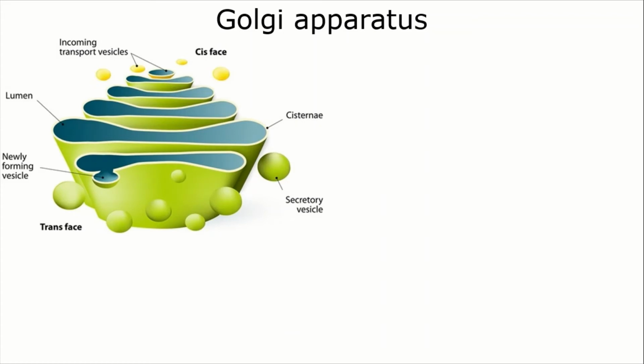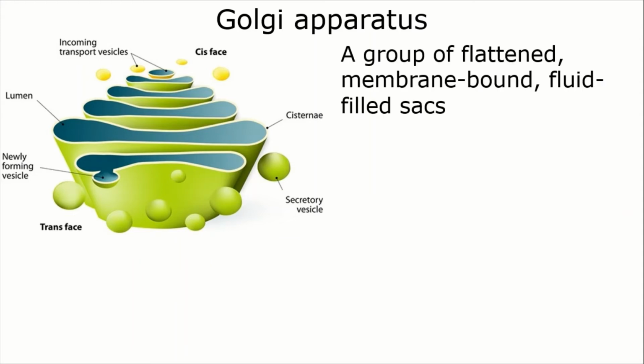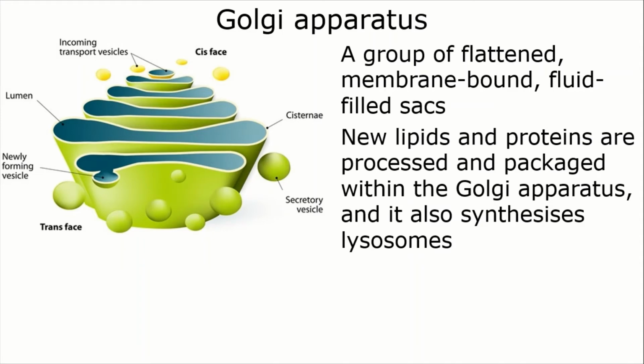You can see this odd green looking structure on the screen. It almost looks a bit like a pyramid. And the Golgi apparatus is a group of flattened, membrane-bound, fluid-filled sacs. New lipids and proteins are processed and packaged within the Golgi apparatus, and it sometimes can synthesize lysosomes.